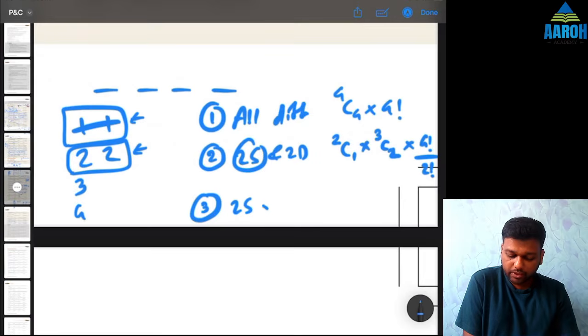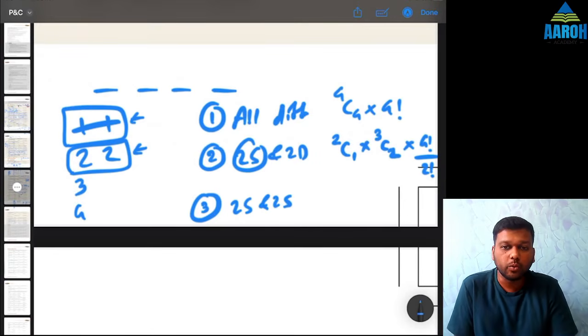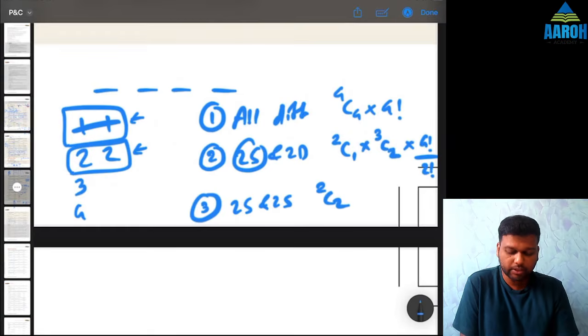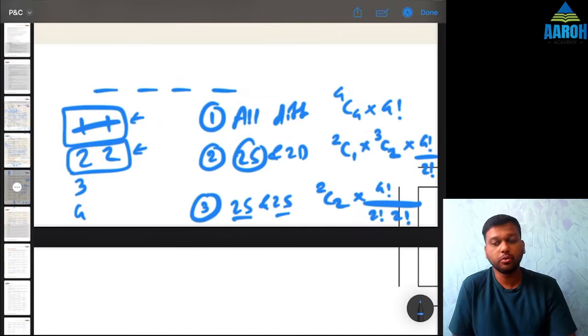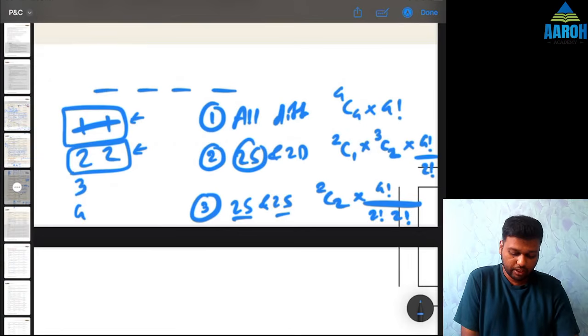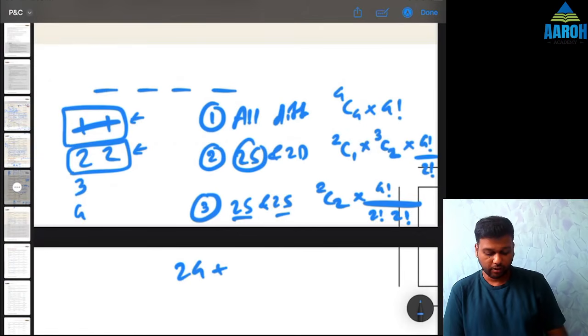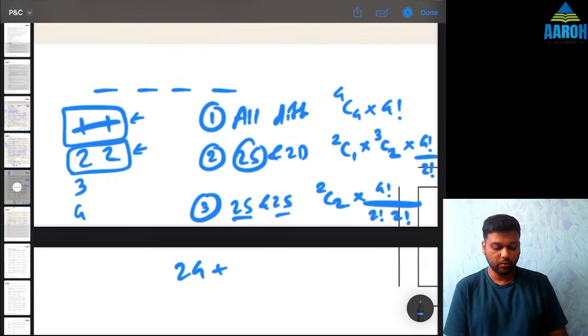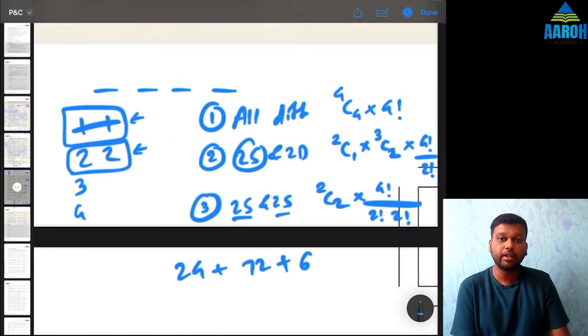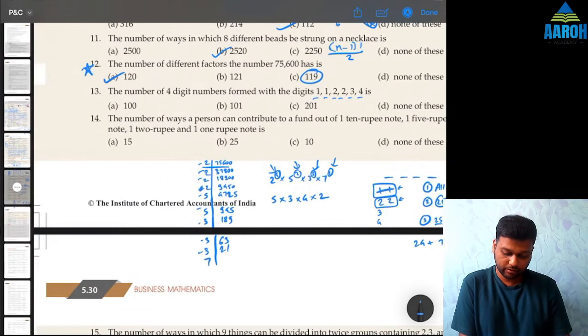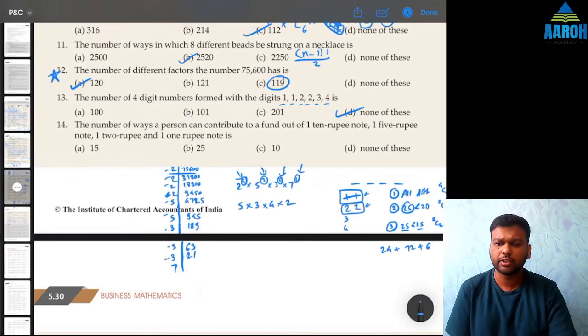Or we can select 2 same and 2 same, which is 1 1 and 2 2. So that means we have to select both the boxes, 2C2, and we have to arrange them in 4 factorial divided by 2 factorial ways. Why? Because 2 same and 2 same. Okay, so let's calculate this. First will be 24, plus next will be 2 into 3 into 24 by 2, that is 72, plus next will be 2C2 is 1, so 24 by 2 by 2, that is 6. So 6 plus 72 plus 24, 102 will be the correct answer here, which is option what? None of these will be the correct answer for question 13.